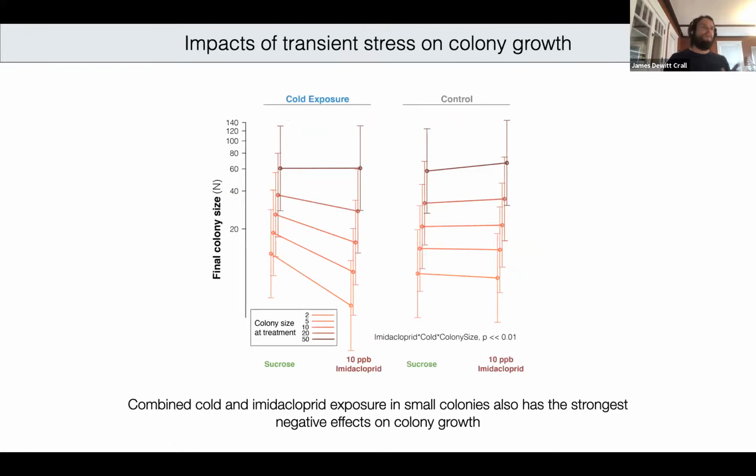Sorry, I'm going to blow through a little bit of the end here, but I can come back to this in questions. We see a similar pattern for eventual effects on long-term colony growth. So we see stronger behavioral effects in small colonies, and we also see that paralleled in long-term effects on how well the colonies do.